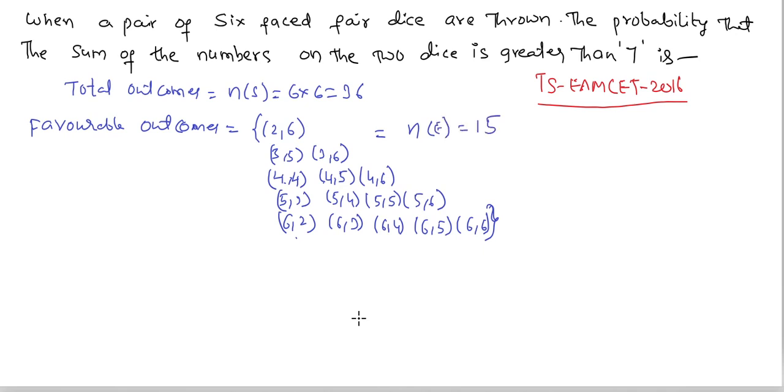Therefore the required probability is equal to n of e by n of s, that is 15 by 36, that is equal to 5 by 12, since 5 3s are 15 and 12 3s are 36.